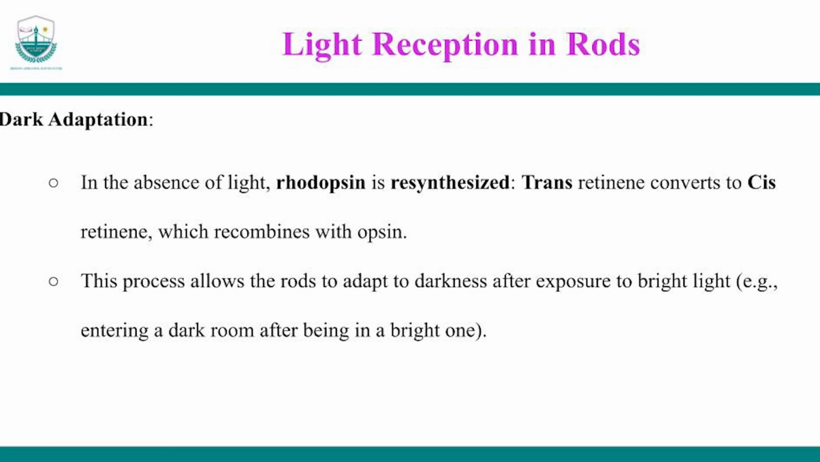So if we ask you to explain why, if you enter a dim-lit room, you tend not to see properly for the first few minutes, and then later your vision actually improves, the reason is because of dark adaptation. Dark adaptation allows rhodopsin to be resynthesized.